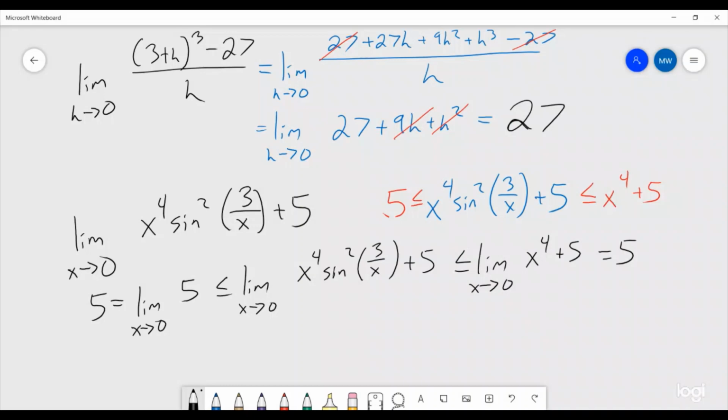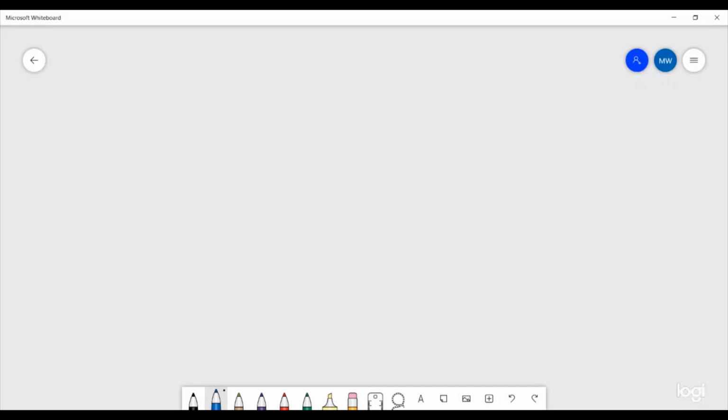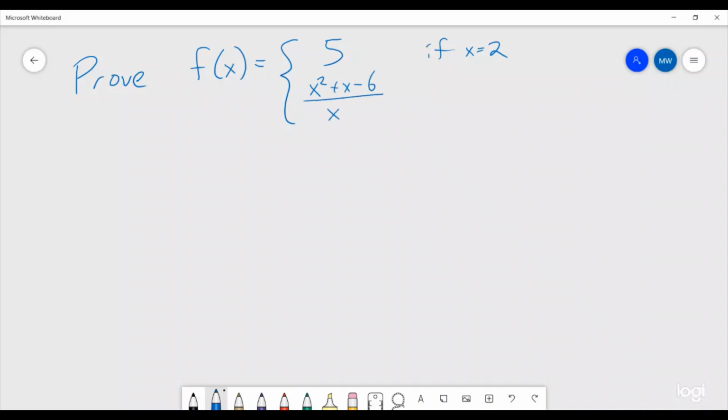Okay, next question is involving continuity. So we might be asked, prove that f of x equaling 5 if x equals 2, and x squared plus x minus 6 divided by x minus 2 if x is not equal to 2 is continuous.